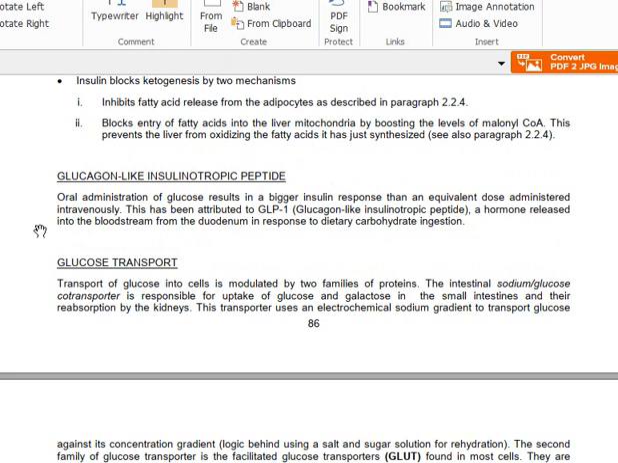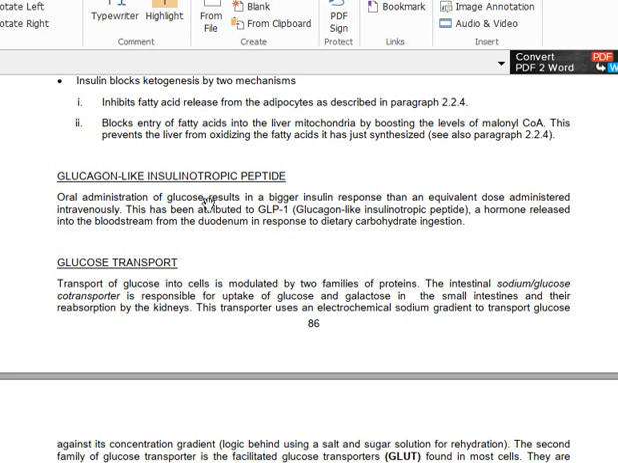So when you administer glucose orally, there is a bigger insulin response as compared to when administered intravenously. Is it clear? So the best way of treating hypoglycemia is not by giving the patient glucose orally, but instead intravenously, because of the response of insulin.